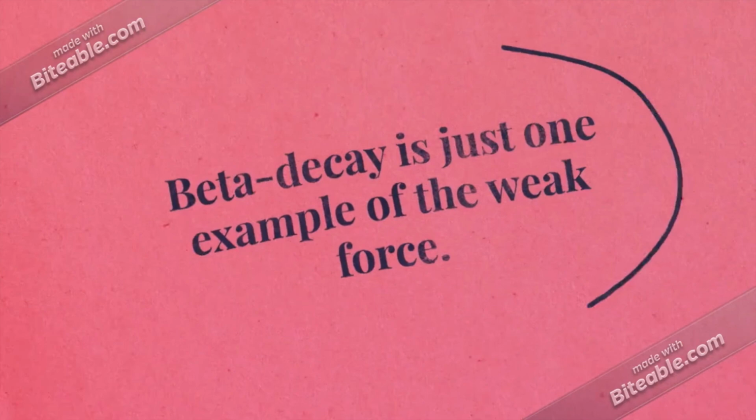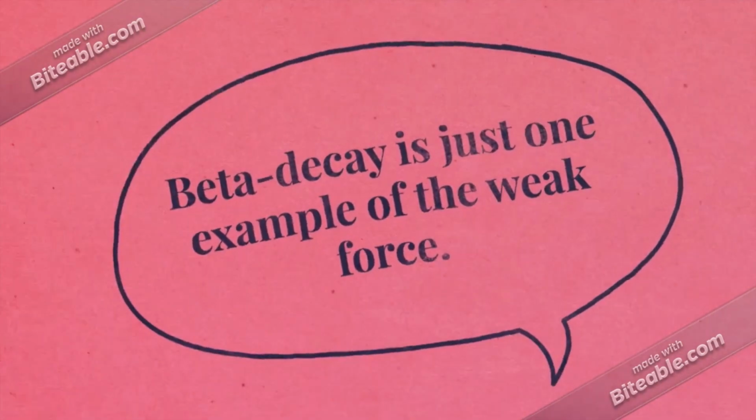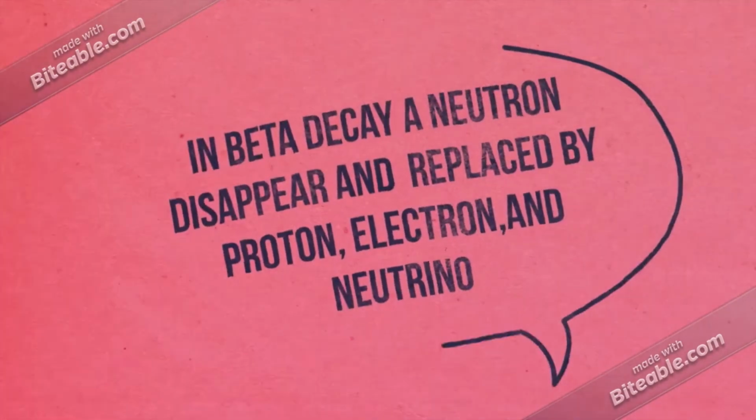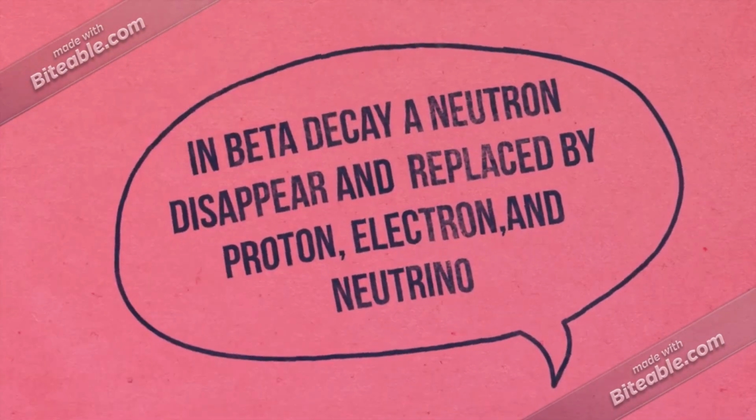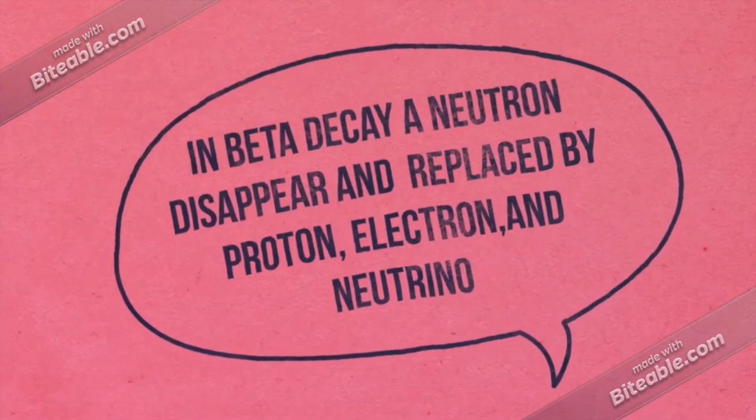Like strong nuclear force, in everyday life we don't see examples of weak nuclear force because it deals with objects that are really small. Beta decay is just one example of the weak force. In beta decay, a neutron disappears and is replaced by a proton, electron, and neutrino.